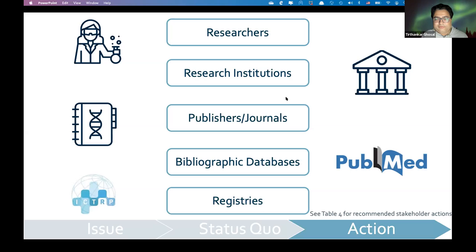The final group that can take action are the registries themselves, who can either include reminders to folks to use their IDs or source the IDs directly from PubMed so that researchers don't have to do that.